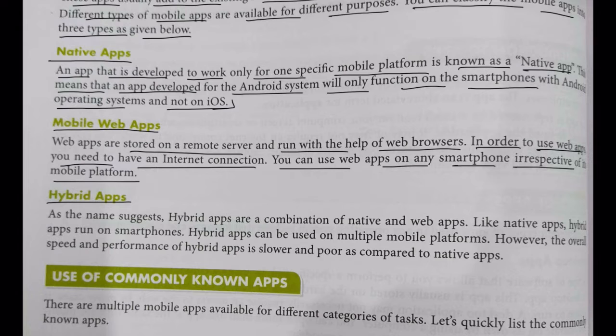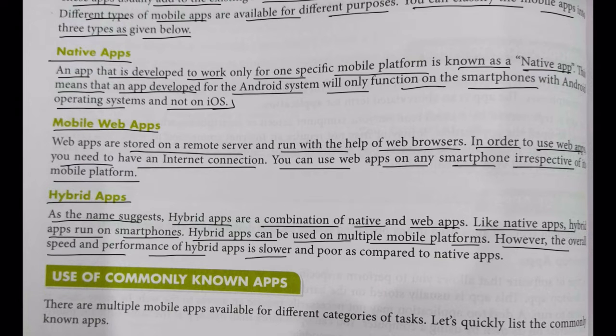Next type is hybrid applications. As the name suggests, hybrid apps are a combination of native and web apps. Like native apps, hybrid apps can run on smartphones. Hybrid apps can be used on multiple mobile platforms. However, the overall speed and performance of hybrid apps is slower and poorer as compared to native apps.